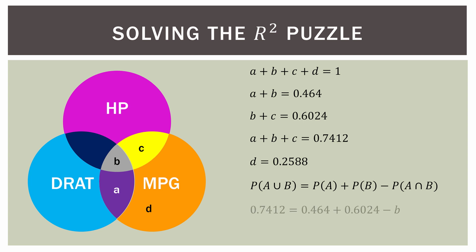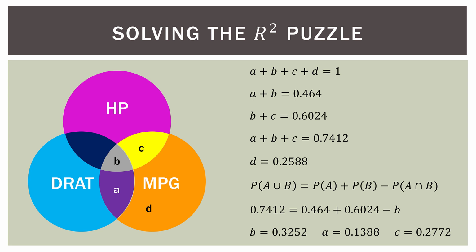We put some numbers to this, and we have 0.7412, that's ABC, 0.464, that is A and B, 0.6024, that's B and C, but we have to subtract B because we counted it twice. This is just a very simple math problem. So we do all the math out, and it ends up that B is equal to 0.3252, A is 0.1388, and C is 0.2772. And we just did that with some math.